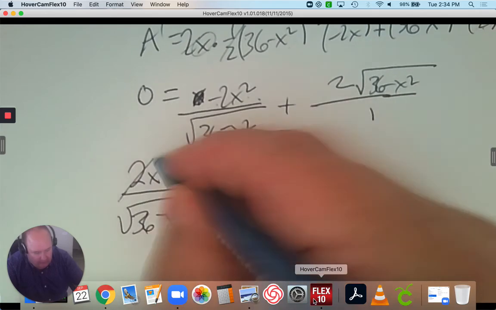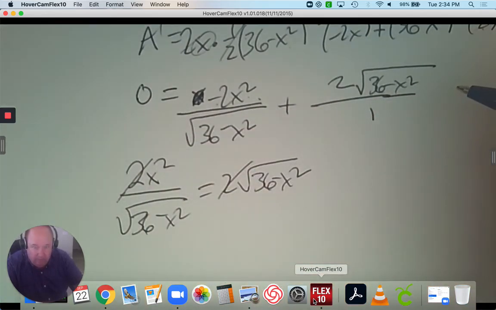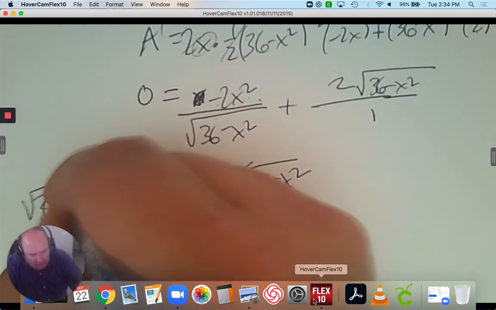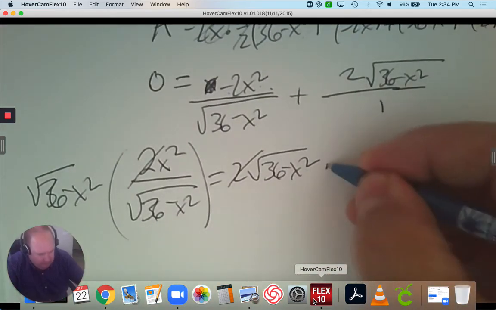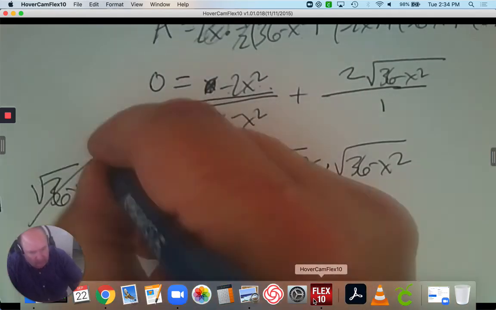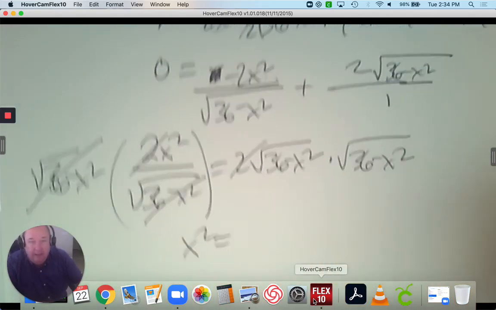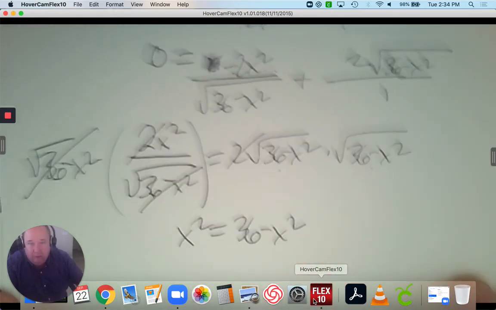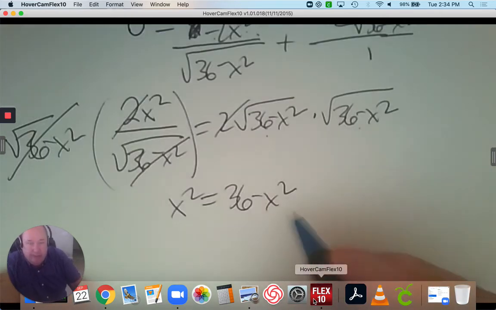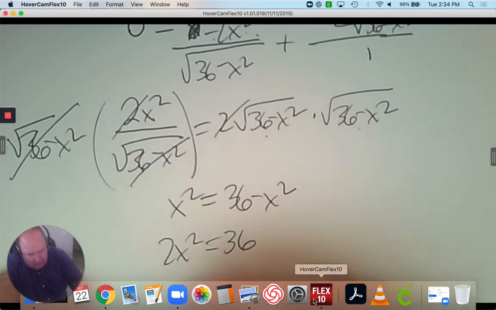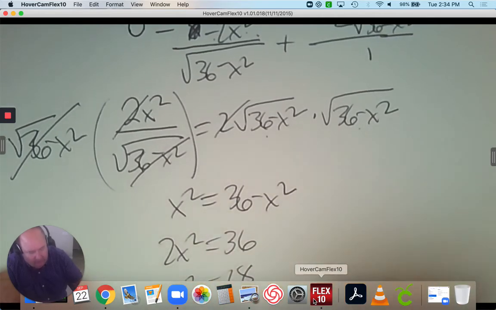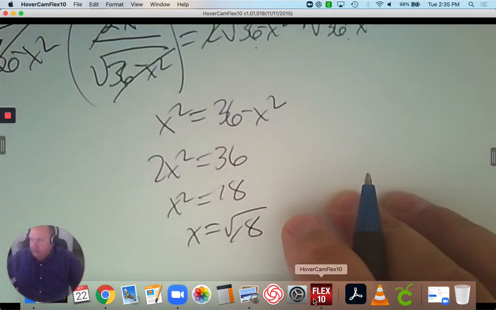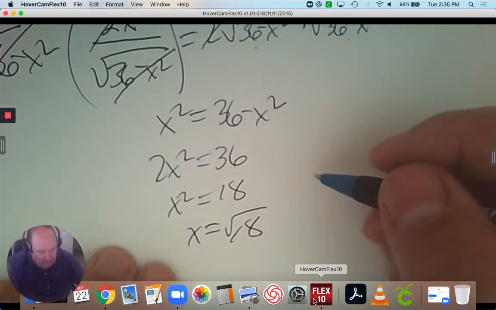Recognize that I could divide both sides by 2. And then I'm going to multiply both sides by the square root of 36 minus x squared. So these are going to cross out. And on the right side, a square root times the same square root, you're just left with 36 minus x squared. Add x squared and you get 2x squared. Divide by 2. And then when you take the square root, we know the answer can't be negative, so it's just positive root 18.